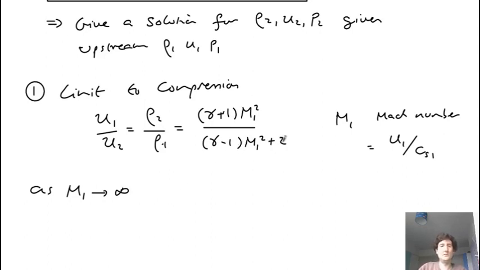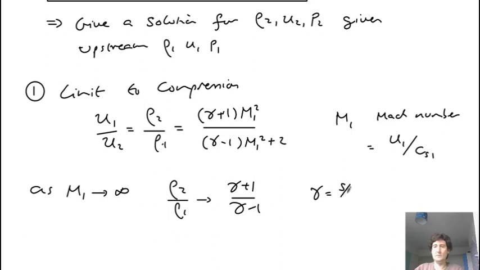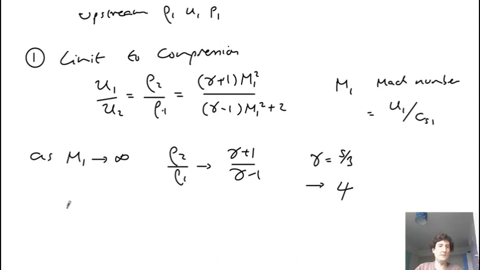So in that limit, of course, this 2 disappears, these M1s cancel, and you just end up with a ratio of gamma plus 1 divided by gamma minus 1. So we end up with rho 2 divided by rho 1 going to gamma plus 1 over gamma minus 1. So there's a maximum limit to the density you can achieve. And so if gamma is 5/3, for example, then we end up with a maximum of 4 for this. And so there's a maximum density compression.